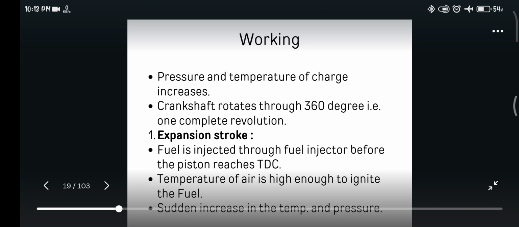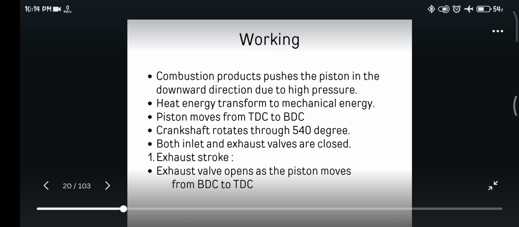Expansion stroke. Fuel is injected through fuel injector before the piston reaches TDC. Temperature of air is high enough to ignite the fuel. Sudden increase in the temperature and pressure. Combustion products push the piston in the downward direction due to high pressure. Heat energy is transformed into mechanical energy. Piston moves from TDC to BDC. Crankshaft rotates through 540 degree. Both inlet and exhaust valve are closed.